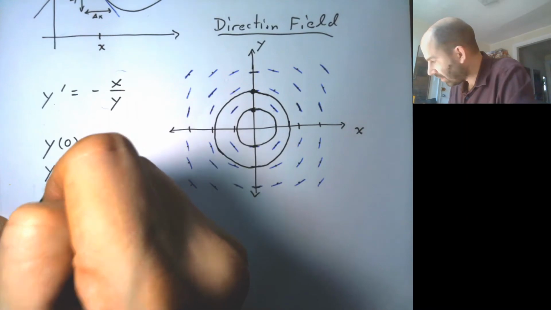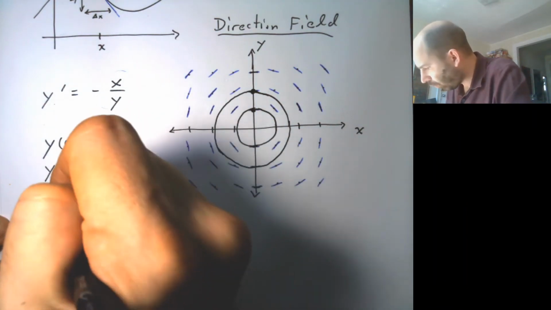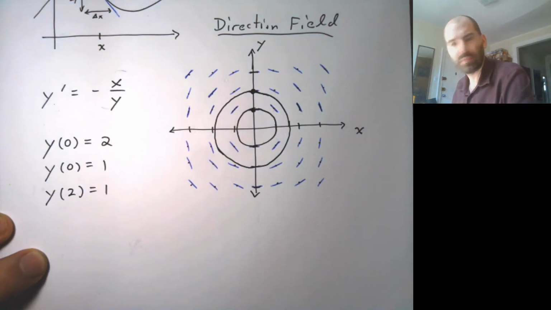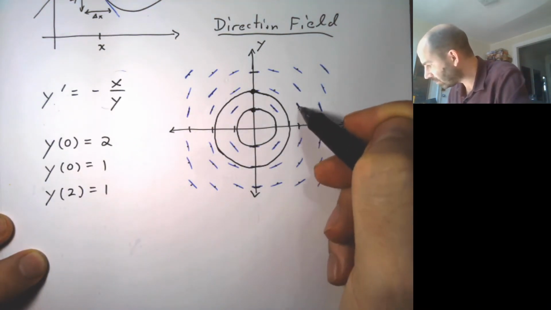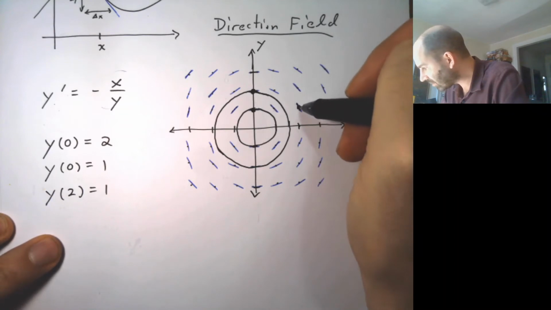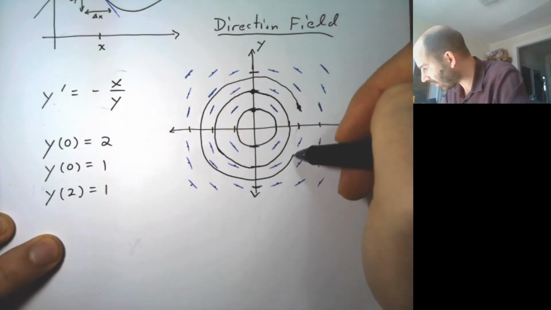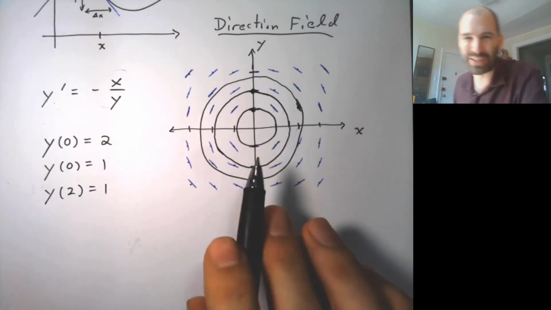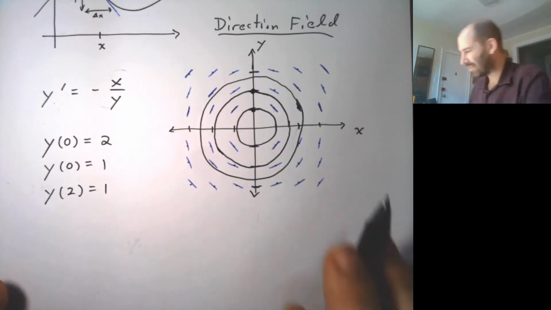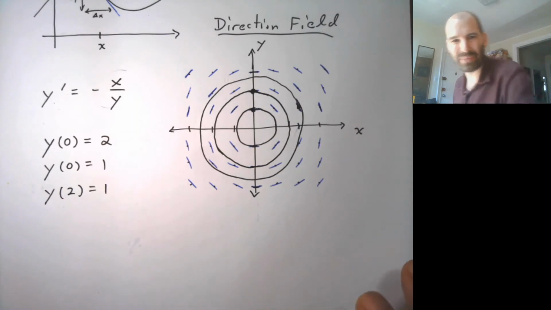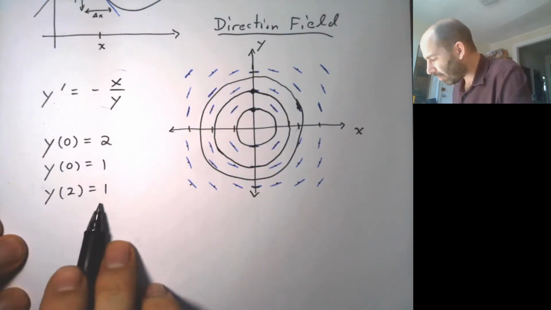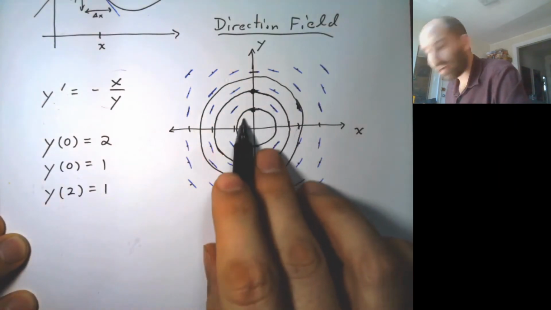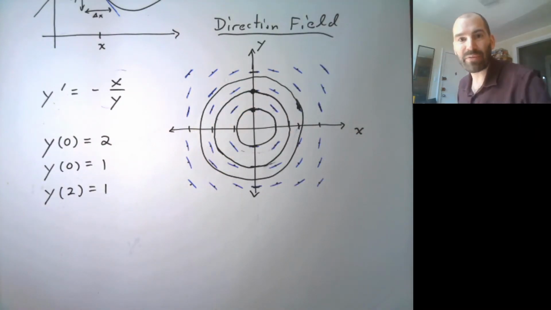If I said y of 2 equals 1, well, now I'm saying that when x is 2, y is 1, that's this solution over here. So we just get a bunch of concentric, terribly drawn circles. They should be actually much more circular than this. I'm just doing a bad job of drawing them, right? So given the different initial conditions here, we get different curves. And we can just see that from the direction field.